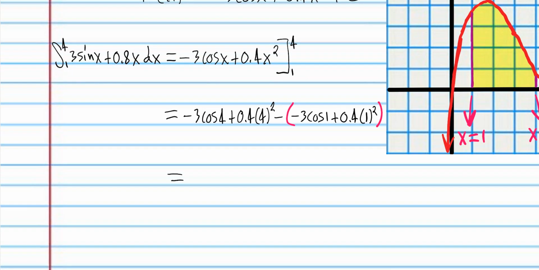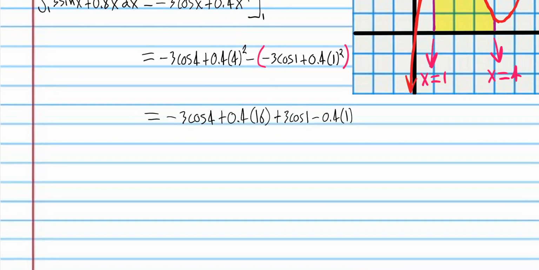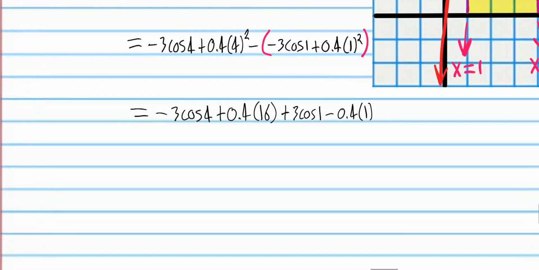So now we have negative 3 cosine 4 plus 0.4 times 16. And then I'm going to go ahead and distribute the negative, so we have plus 3 cosine 1 minus 0.4 times 1. 1 squared is 1. And 0.4 times 16 is 6.4.